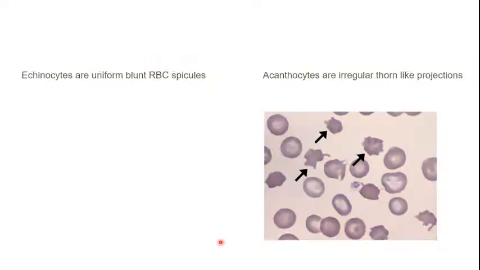Echinocytes are characterized as having uniform blunt spicules, all right? Whilst acanthocytes have irregular thorn-like projections. Let's add a hyphen to that one because it looks like the writing was wrong there. All right, so there's a hyphen there. Right, so thorn-like projections. Look at these things. They look like bilirubin crystals.